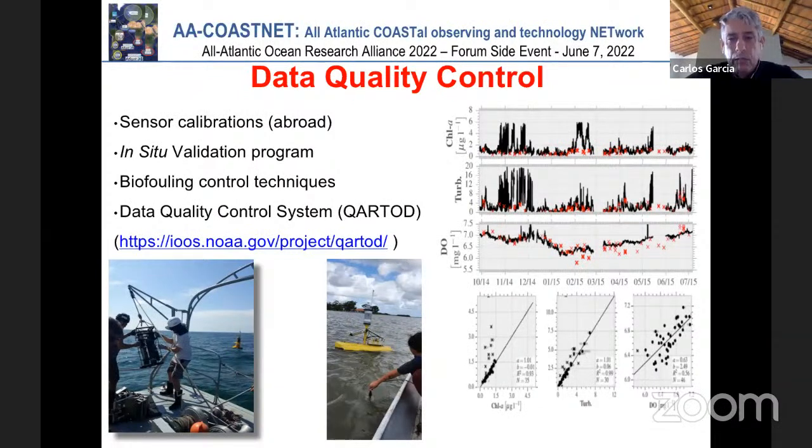Since the beginning, we have been very concerned about the data quality. So we have a very big program of calibration of the sensors, which have to be sent abroad, which is very time consuming for us. We do have an in situ validation every time we do maintenance of a buoy or a sensor. We make measurements with an independent instrument to verify the performance of each sensor. We have developed some biofouling control techniques. And as I said before, the data quality control is based on QARTOD developed by IOOS from the United States of America.